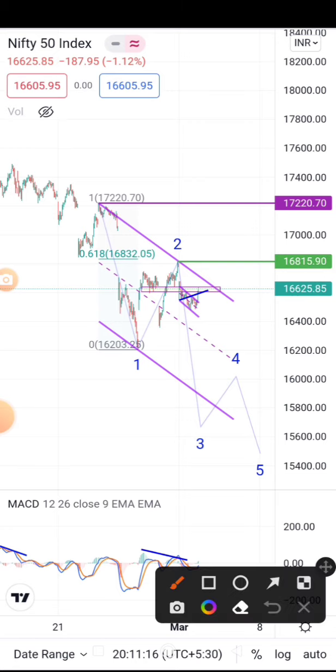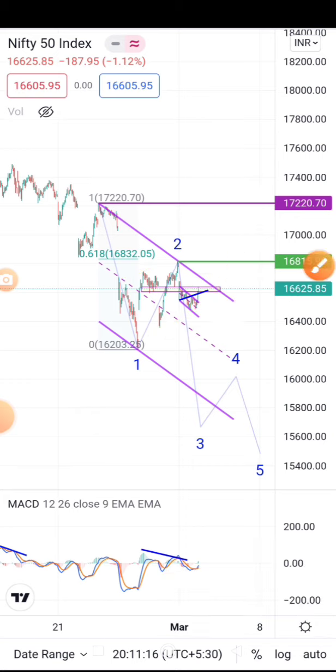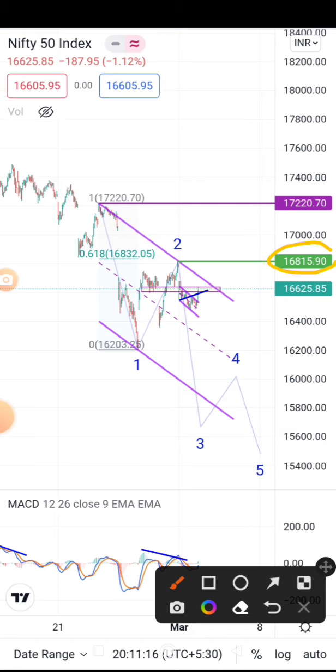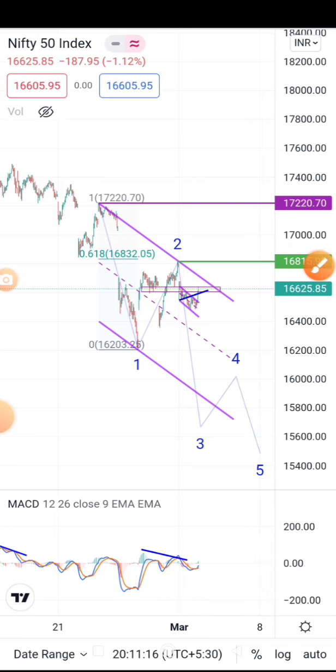So tomorrow or day after tomorrow, if it breaks 16,815, we can assume that the fall has halted, and this could be something else. It could be trading in this range, then drops, and then it should break on the upside. So that is what the assumption is. So we have to wait and watch for the 16,815 level for the upside case.